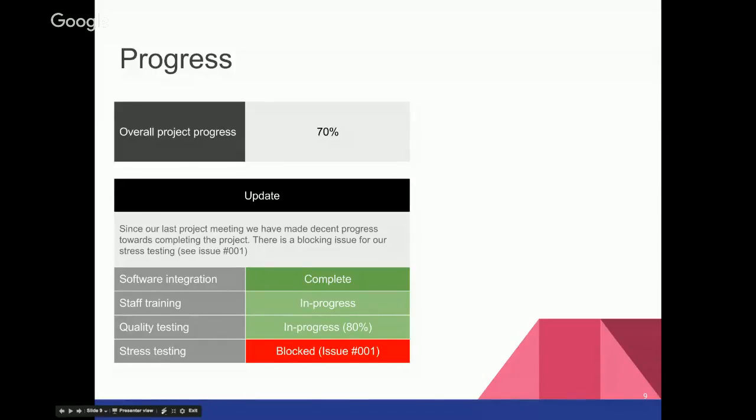So like I said before, we're around 70%. We've made some decent progress since our last meeting. The software has been fully integrated. Staff training is currently in progress. The quality testing is around 80%, and stress testing is actually blocked right now for one of the issues, which is the server load balancing issue number 001.